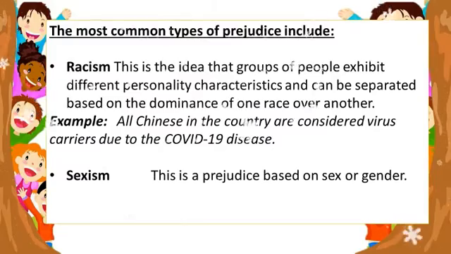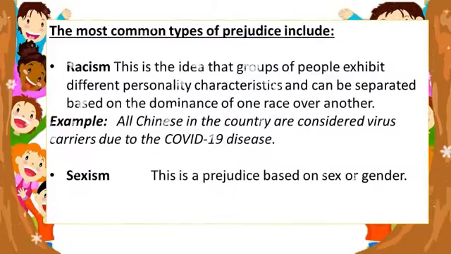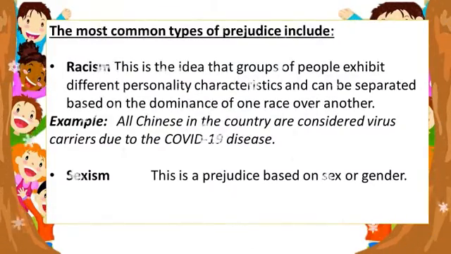Next is sexism. From the word itself, the root word there is sex, so it could be talking about gender. This is a prejudice based on sex or gender. Of course, when you say sex or gender, that includes male and female. Usually, sexism exists when somebody is judging the gender of a particular person.